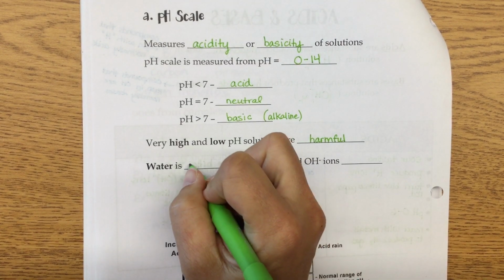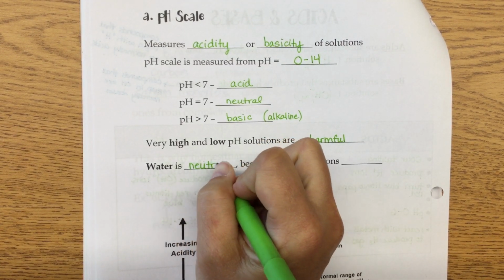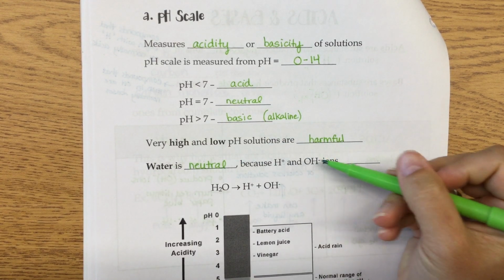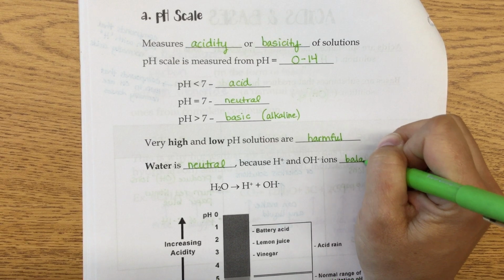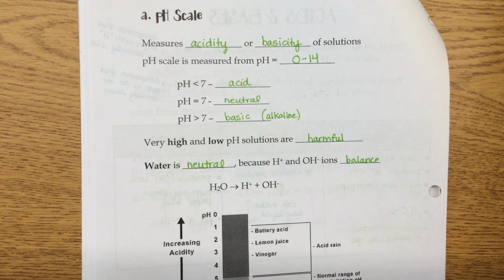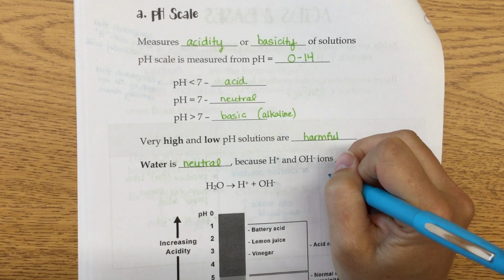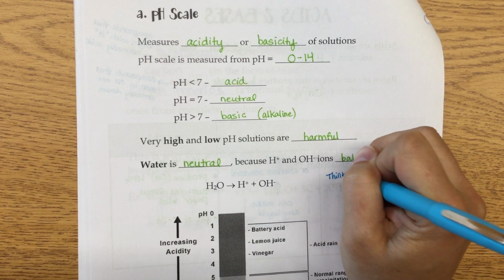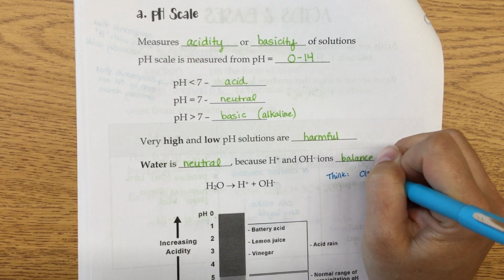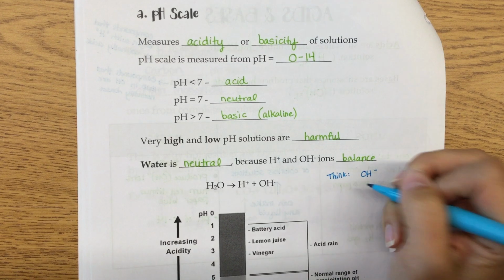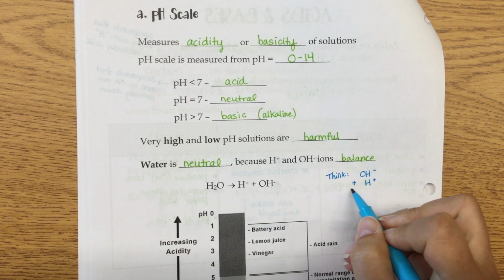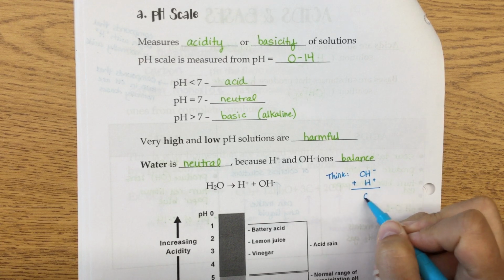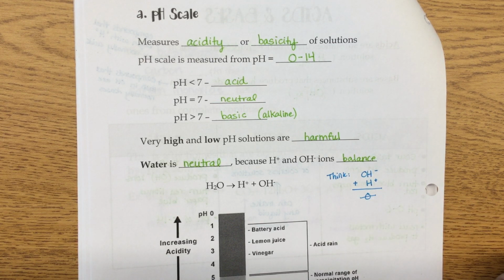Water is neutral because the hydrogen and hydroxide ions balance. So I think of it like this: hydroxide has a negative charge, and if I add my hydrogen ion, negative plus a positive is 0.